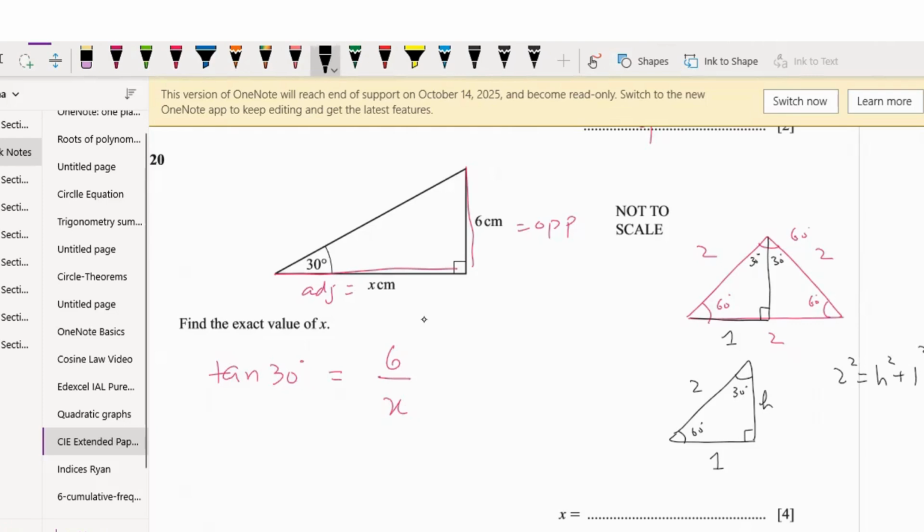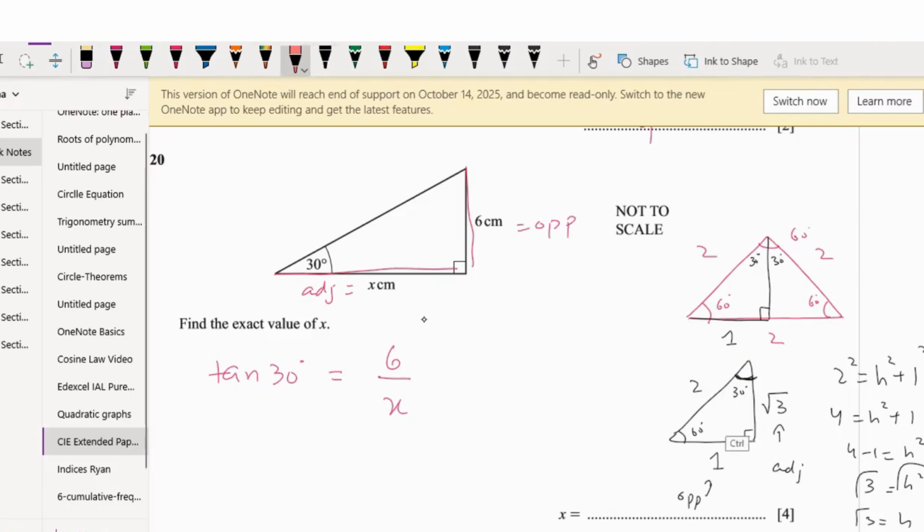The longest side is 2, so we always keep the hypotenuse squared at first. 2 squared is 4, equal to h squared plus 1 squared, which is 1. Move 1 to the other side. 4 minus 1 is equal to h squared. h squared will be 3 and h will be root 3. So this length is root 3. Now if you are looking at the 30, this is your opposite side, and this is your adjacent side. The side between theta and 90 is your adjacent side.